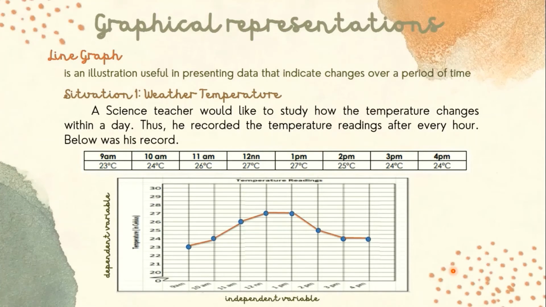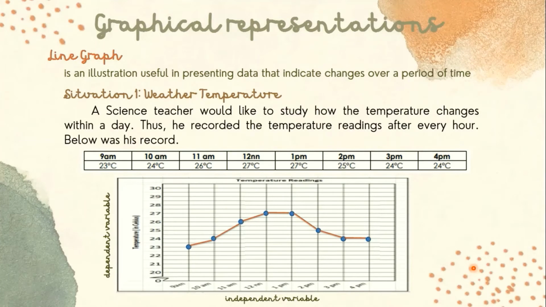Between what times is there no change in temperature? So, looking at our line graph, pansinin natin na straight lamang from 12 noon to 1 p.m. Straight lang siya, yung na-form natin na line, dahil pareho siyang 27 degrees. Aside from that, from 3 to 4 p.m., straight line lang din, dahil pareho lang naman silang 24 degrees Celsius.